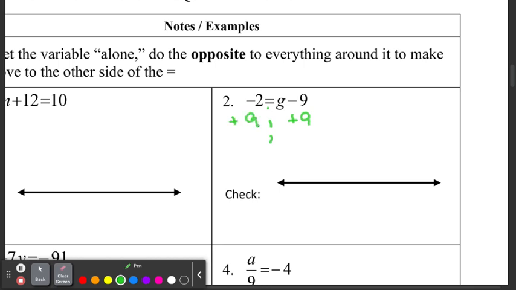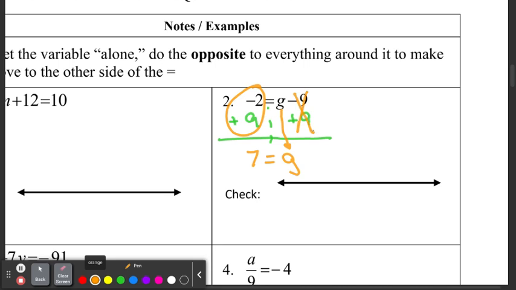So now we're going to start a new section. Combine everything that you can. Negative 2 plus 9 is 7. Bring down your equals. Bring down your G. And then negative 9 plus 9 cancels out.